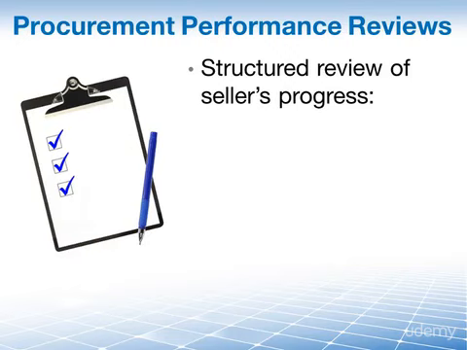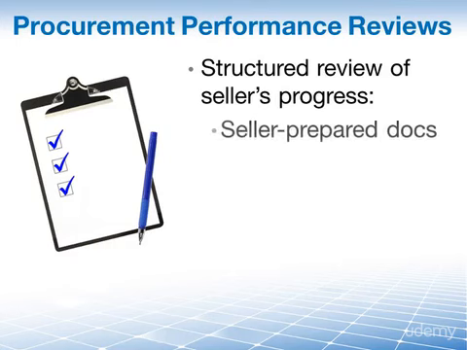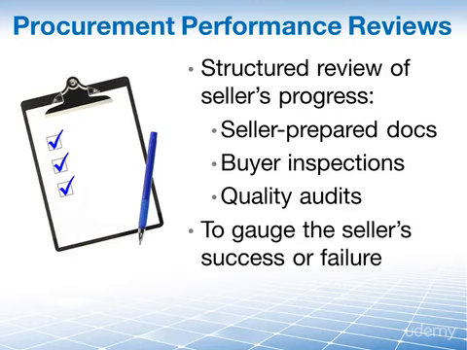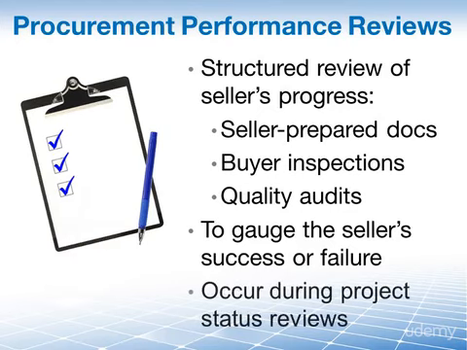These procurement performance reviews may include a review of seller-prepared documentation, buyer inspections, and quality audits that are conducted during the seller's execution of the work. The goal of performing these reviews is to identify seller performance successes or failures, progress on the procurement statement of work, and contract non-compliance. These reviews may take place during project status reviews, which would include key suppliers.